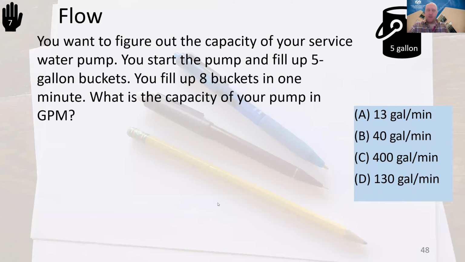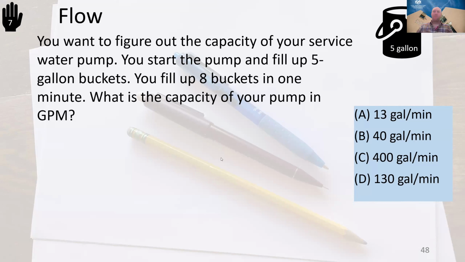Okay, so we're going to continue. Now we're going from velocity to flow. So a bit different concept, but it is related. We're going to do one question like this, and then we're going back to our ducky. So we're going to see how the ducky flows through a pipe.